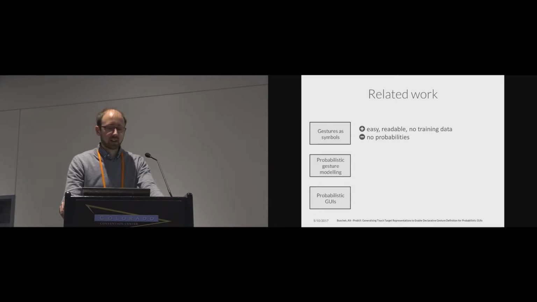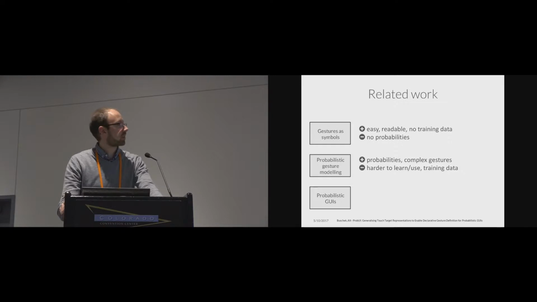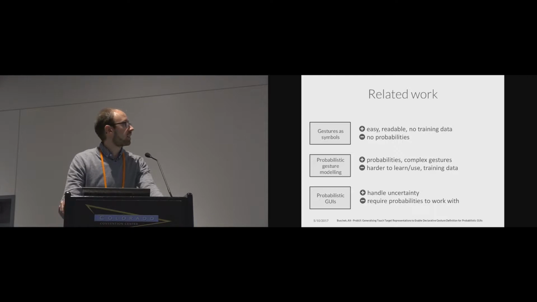It doesn't require training data, but it usually does not give us probabilities. On the other hand, if we have a probabilistic approach, we do get that, and we can also model more complex gestures, but this might be harder to learn or use or integrate into your application, and it requires collecting training data. And then finally, if we have a framework for probabilistic interfaces, then we can handle uncertainty, for example, based on the input probabilities, but we require some way of getting those in the first place.